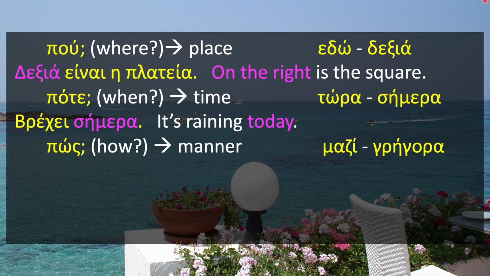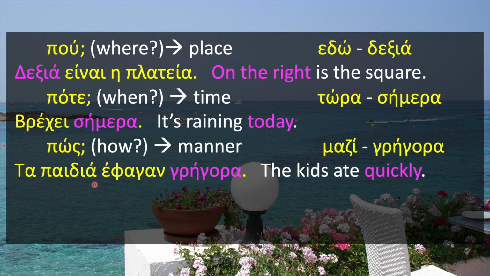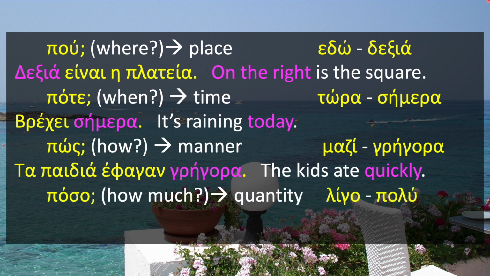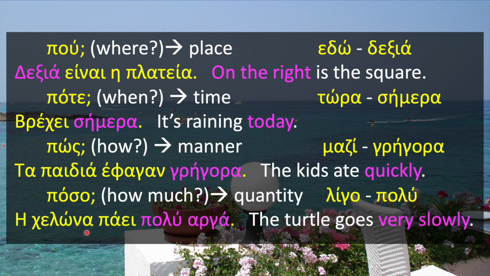If we ask the question πώς, how, the answer is manner. For example, μαζί, γρήγορα. Τα παιδιά έφαγαν γρήγορα. The kids ate quickly. And when we ask the question πόσο, how much, the answer is a quantity. For example, λίγο, πολύ. Η χελώνα πάει πολύ αργά. The turtle goes very slowly.